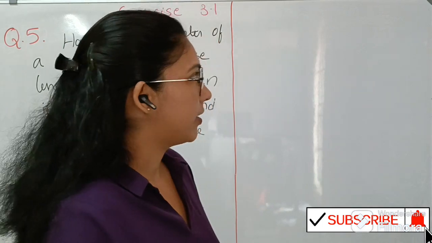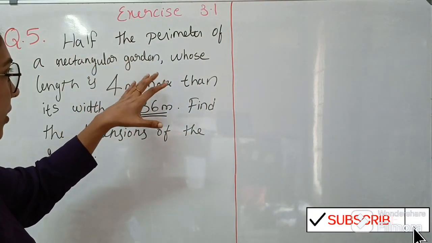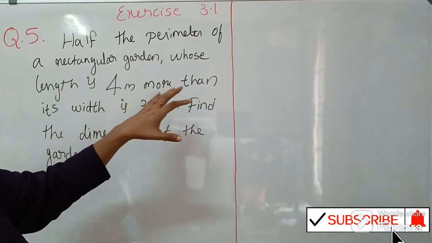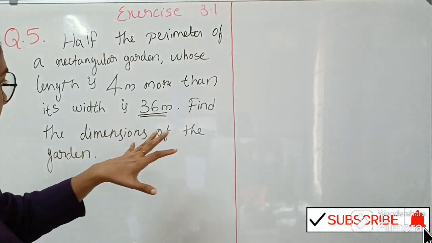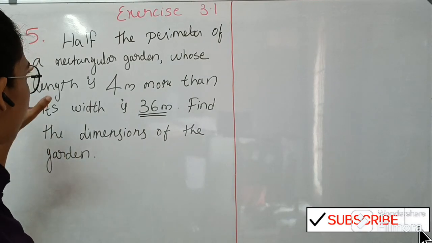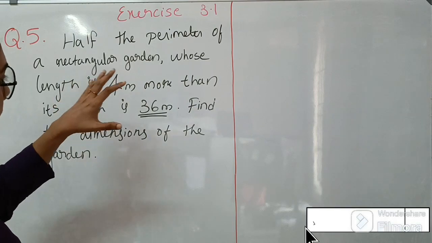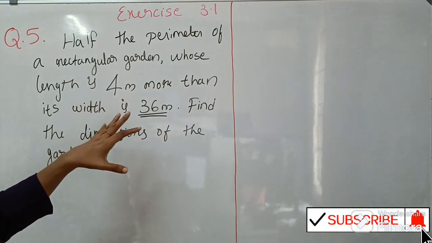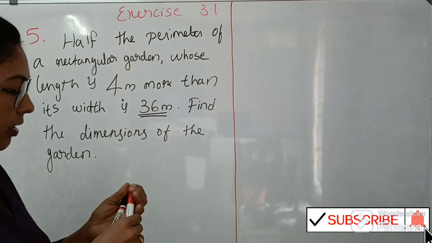Okay, so let's start. The question is: half the perimeter of a rectangular garden whose length is 4 meter more than its width is 36 meter. Find the dimensions of the garden. Okay, so once again I am reading the same question. Half the perimeter of a rectangular garden whose length is 4 meter more than its width is 36 meter. Find the dimensions of the garden.